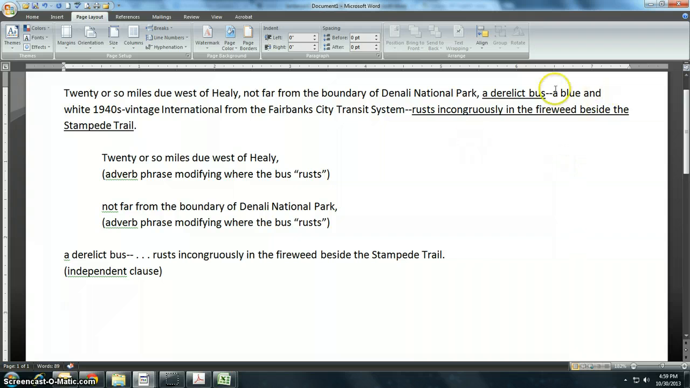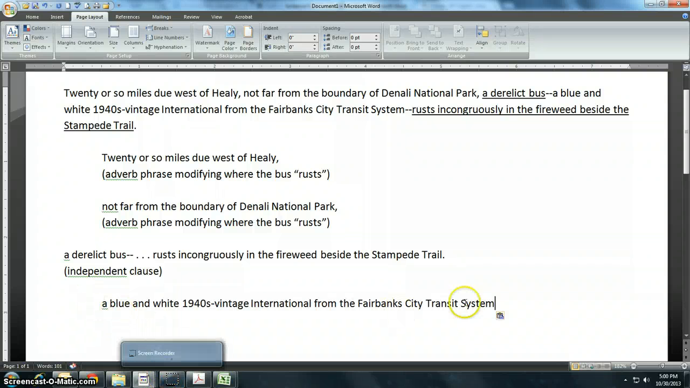And the last little thing, this medial modifier. A blue and white 1940s vintage International from the Fairbanks City Transit System. That's telling me more about bus. It's renaming bus. So it's modifying something in the independent clause, so I space it just one time. All right. And this is an appositive phrase, renaming bus. There. All right, that's my whole outline.